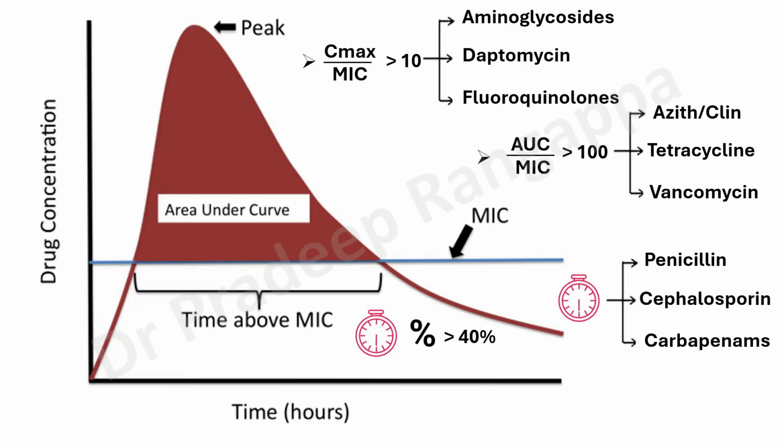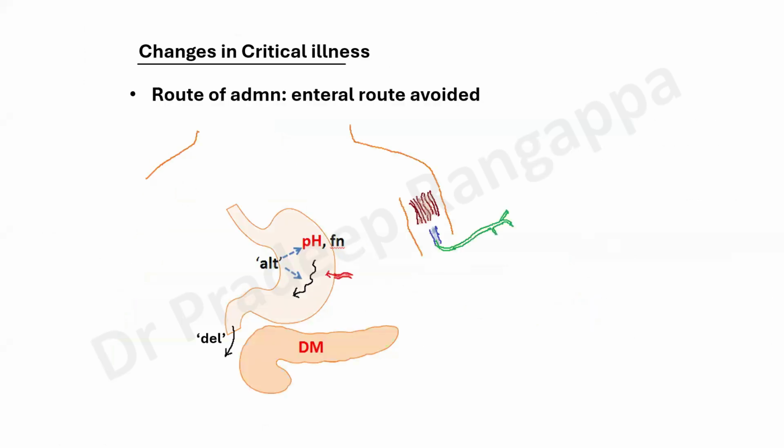So AUC divided by MIC applies to macrolides, vancomycin, and tetracyclines. The time above MIC applies to penicillins, cephalosporins, and carbapenems. And peak concentration is very easy to remember: it's always aminoglycosides, fluoroquinolones, and daptomycin.